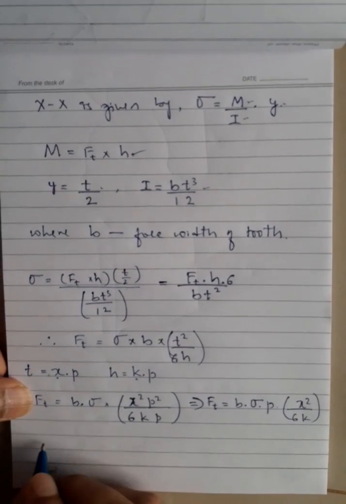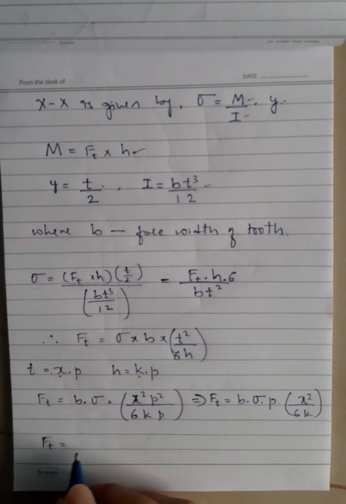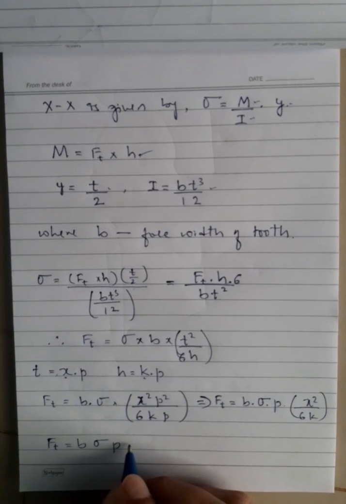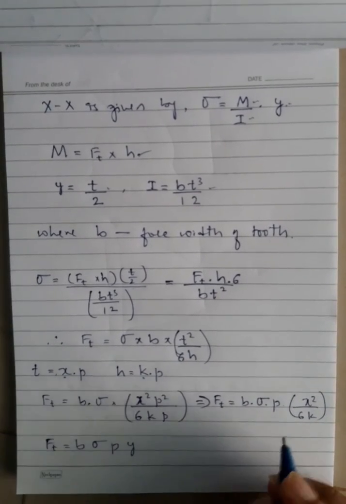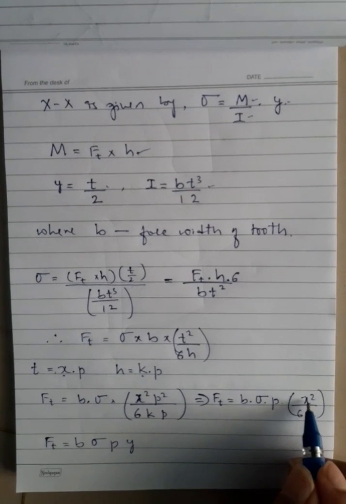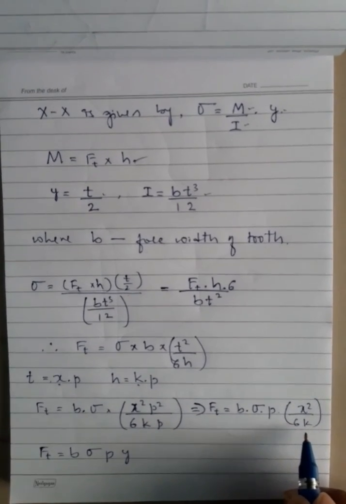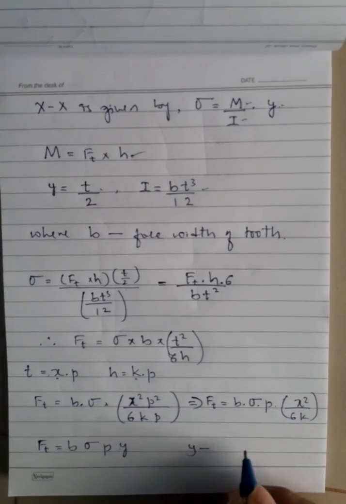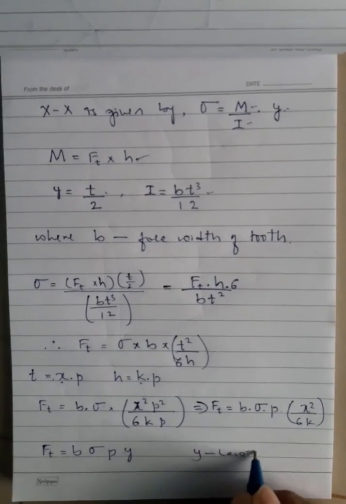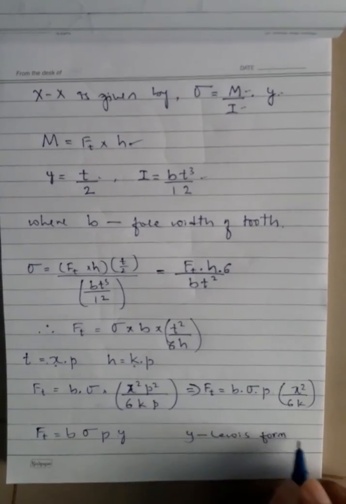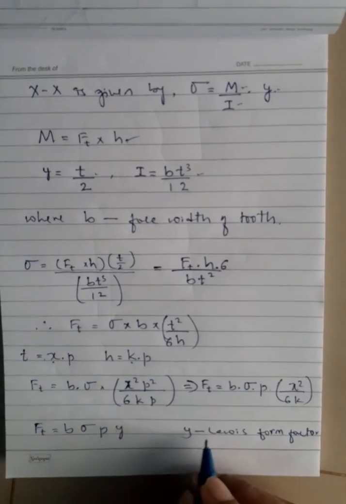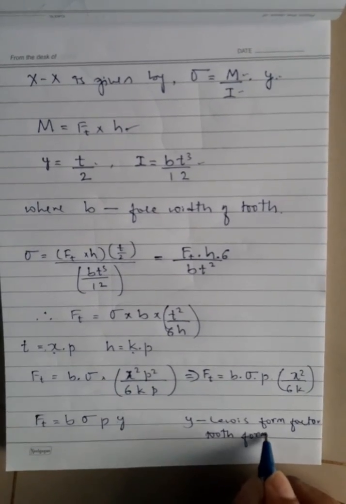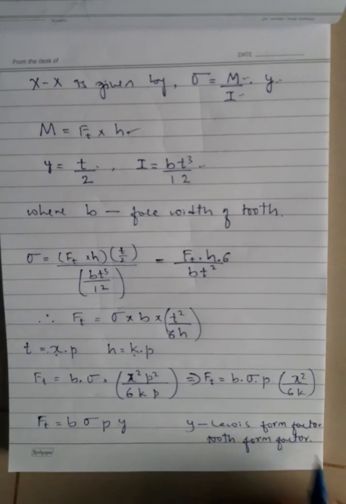Further, this equation can be written as Ft is equal to b into sigma into p into y. That is nothing but the term in the bracket, x squared by 6k, is replaced with the letter y. This y is known as the Lewis form factor or tooth form factor.